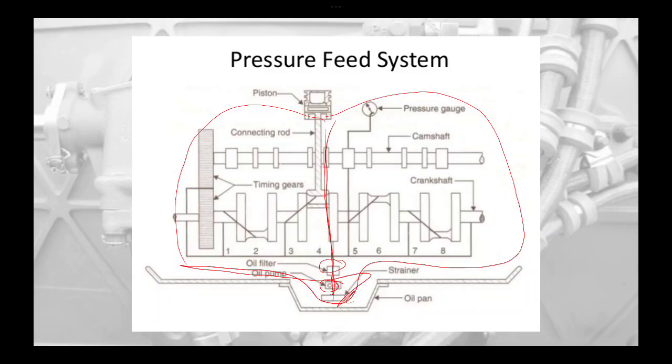It pumps oil onto your system, then the scattered oil, the residue, will go back to the oil pan. Then it pumps again, then the rotation moves with the system. Okay, that's how the pressure feed system works.